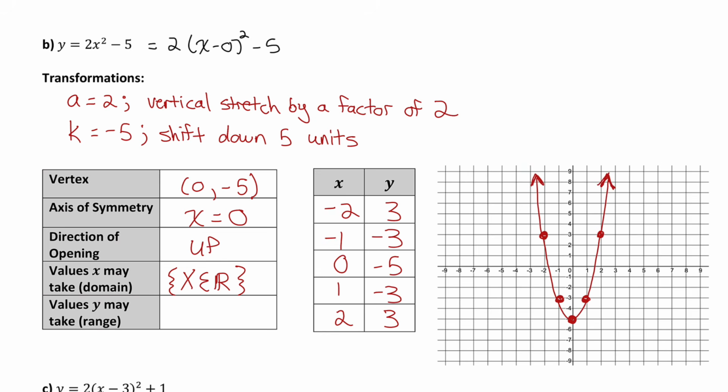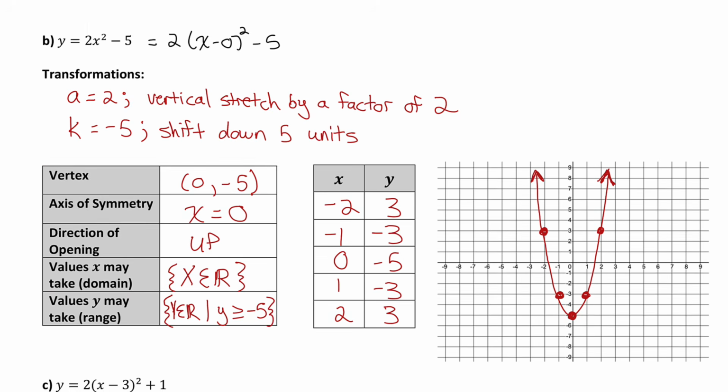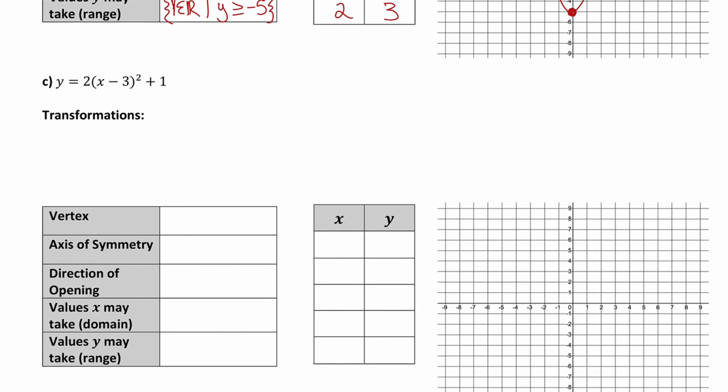And having that graph will make it obvious what values y can take for this relationship. The y values are always at the vertex or above. So the y values can be any real number given that the y values are greater than or equal to -5. And let's fill out one more part for this question.